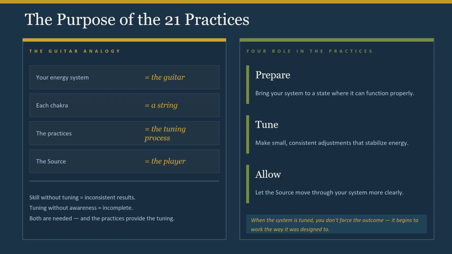So as you move through these practices, don't approach them as something you have to master. Approach them as a process of tuning. Because when the system is tuned correctly, you don't have to force the outcome. The system works the way it was designed to. Next, we will bring everything together and prepare you for the transition into the next phase.